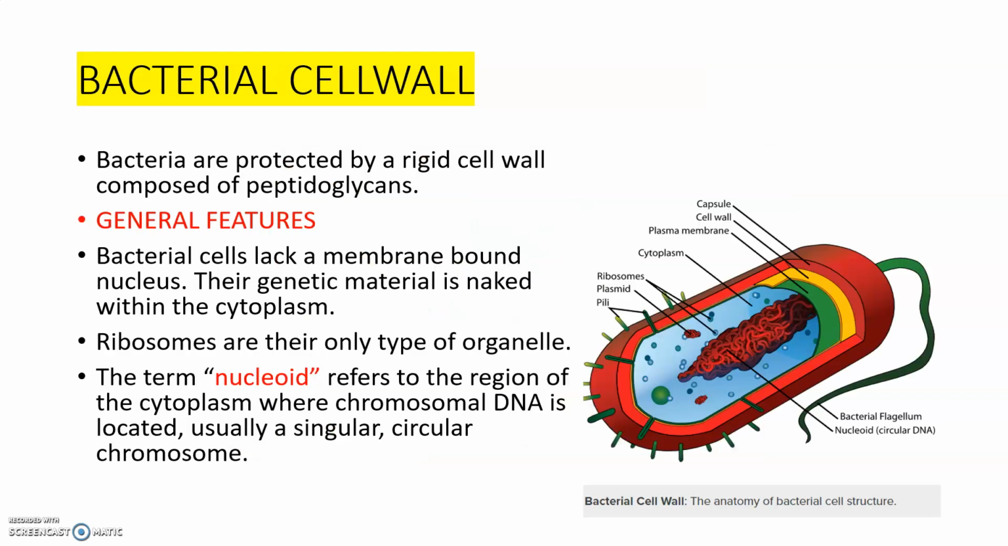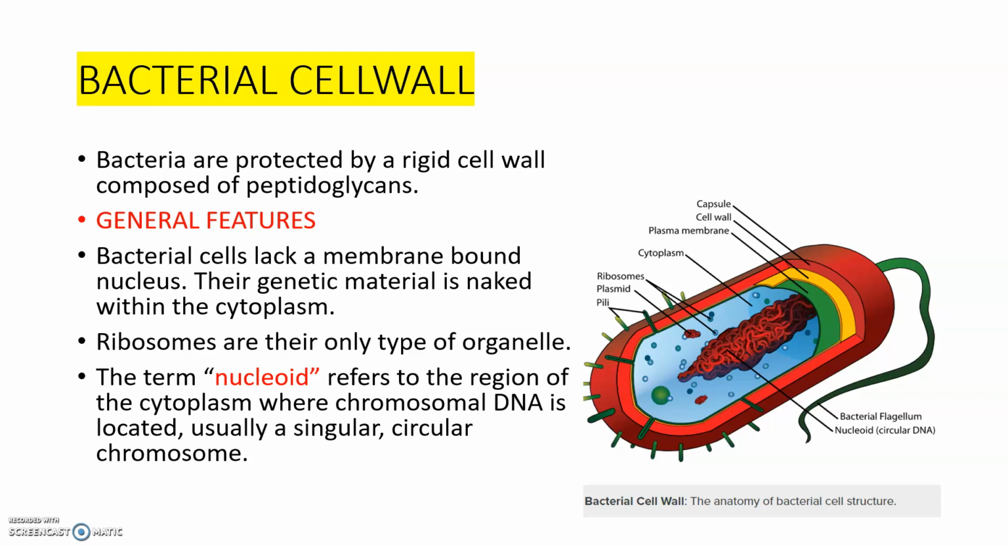Now we can go through each morphological detail of the bacteria. First of all, we can discuss the bacterial cell wall. The bacteria are protected by a rigid cell wall, and it is composed of peptidoglycans. So the major component of this bacterial cell wall is peptidoglycan.